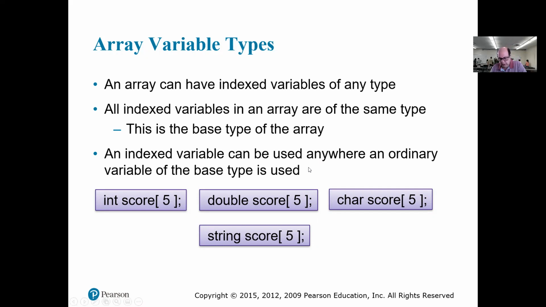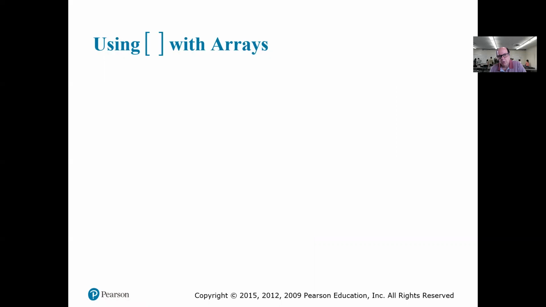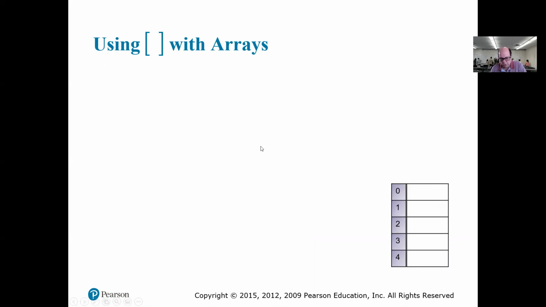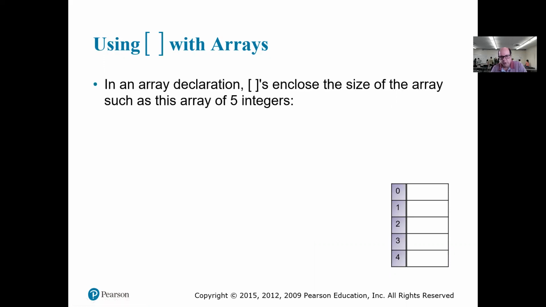When we are using the index variables or elements of the array, they can be used just like regular variables. For arrays, we're going to be using brackets. We use the brackets to create the array, and we use brackets to address elements inside the array. When we're creating an array, we put the size inside the square brackets, of course, with the data type.